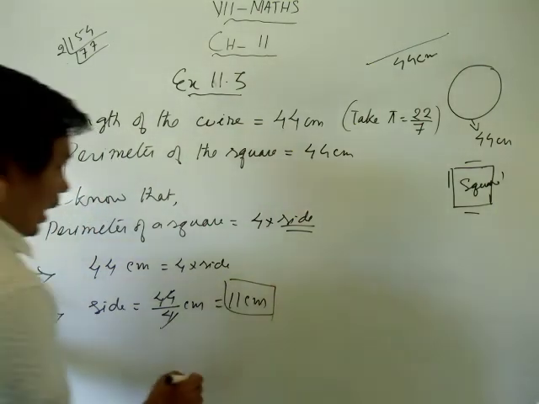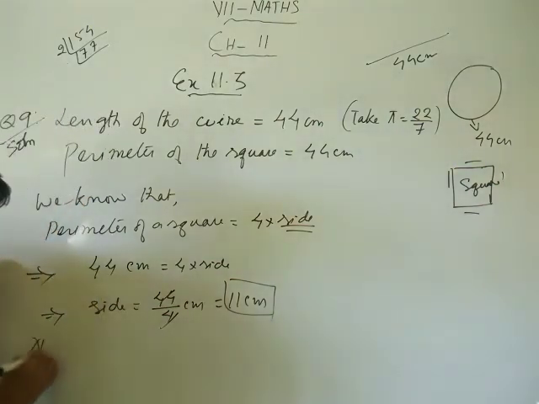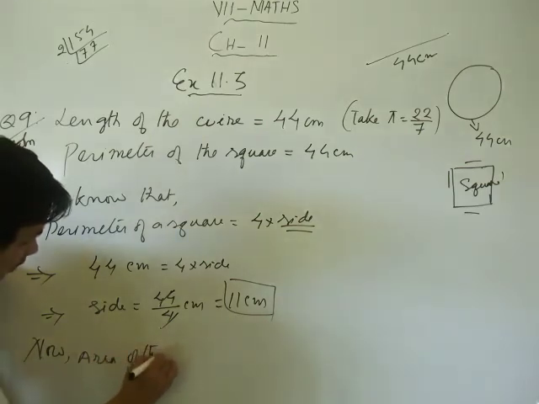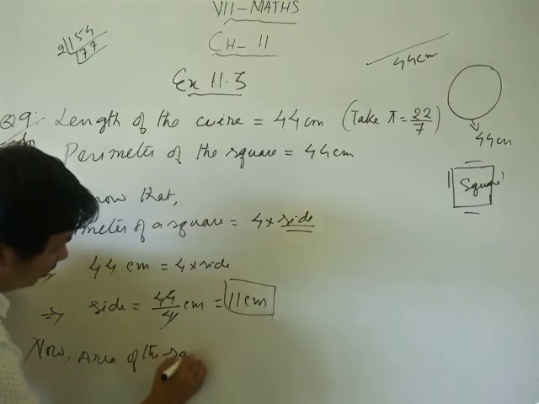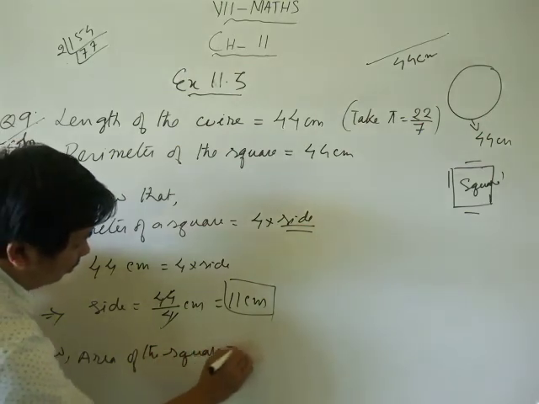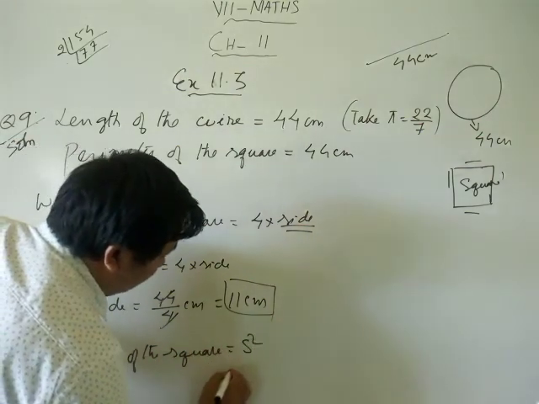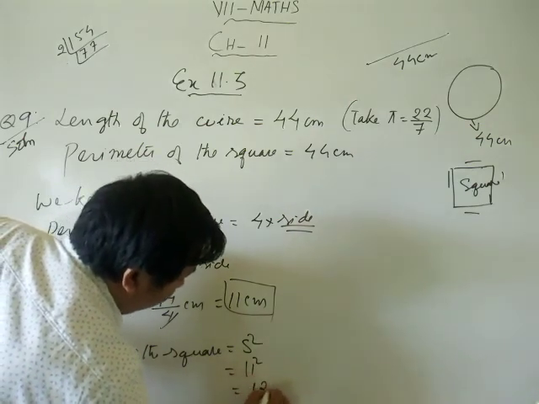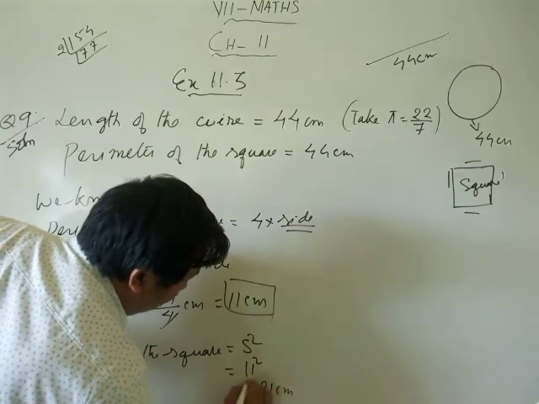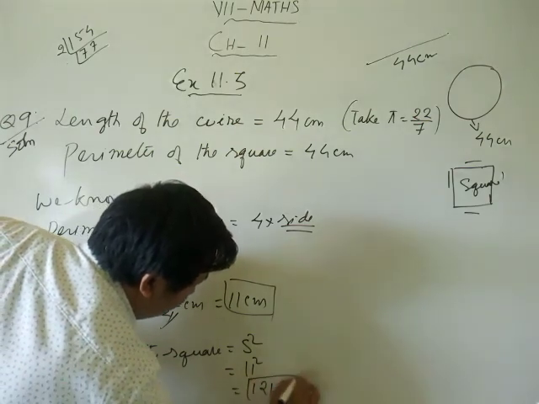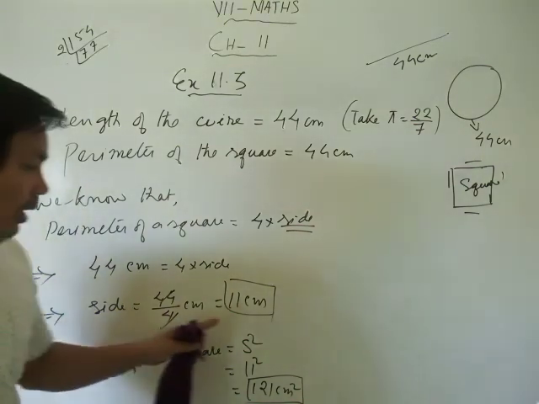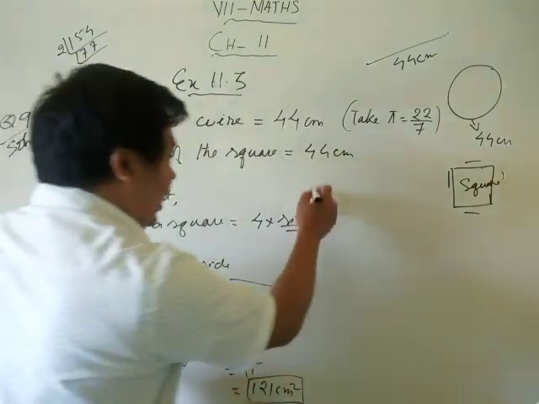Now we have to check the area. The area of the square is equal to side squared. That means 11 squared. How much? 121. So this is the area of the square with the side 11 centimeter.